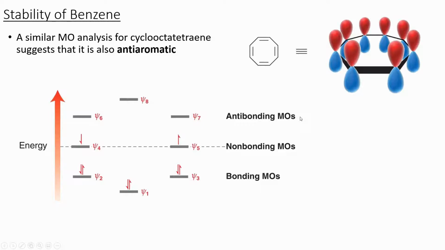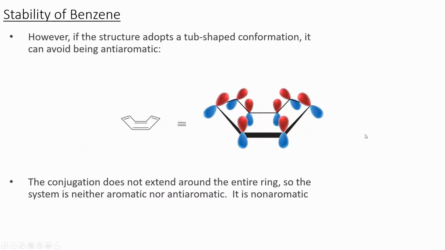When we do the molecular orbital analysis for cyclooctatriene, we see also here that we have two electrons in non-bonding orbitals, not bonding orbitals, and so we also have an anti-aromatic compound. So cyclooctatriene will adopt a tub-shaped conformation so that it can avoid being anti-aromatic. So we would actually call this non-aromatic. It's not conjugated because the p orbitals are not overlapped since it has this tub-shaped conformation.